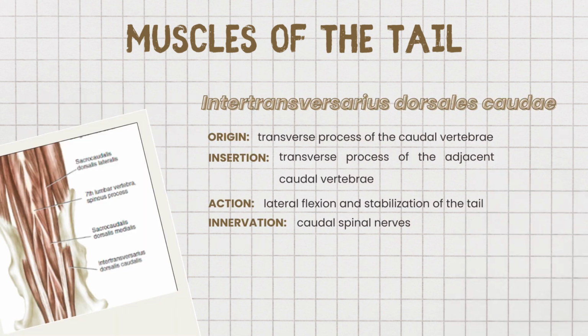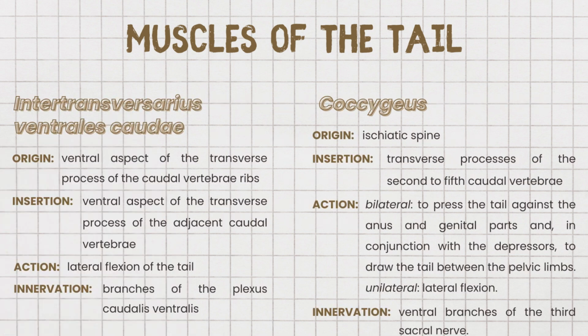Intertransversarius dorsalis caudae. Origin, transverse process of the caudal vertebrae. Insertion, transverse process of the adjacent caudal vertebrae. Action, lateral flexion and stabilization of the tail. Innervation, caudal spinal nerves. As for the intertransversarius ventralis caudae, its origin is the ventral aspect of the transverse process of the caudal vertebrae. Its insertion is on the ventral aspect of the transverse process of the adjacent caudal vertebrae, and its action is the lateral flexion of the tail, while its innervation is the branches of the plexus caudalis ventralis.